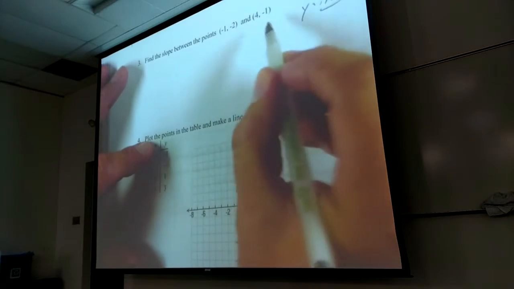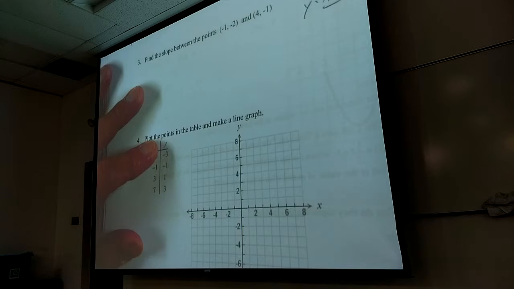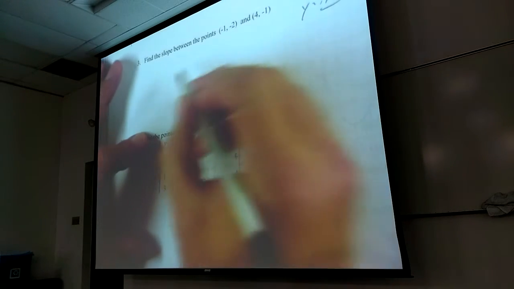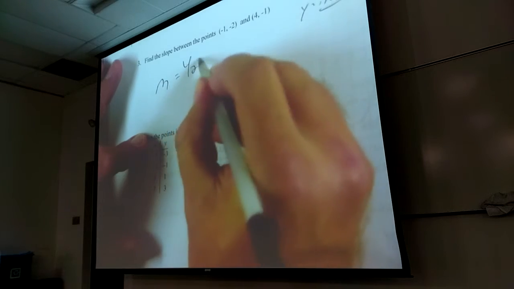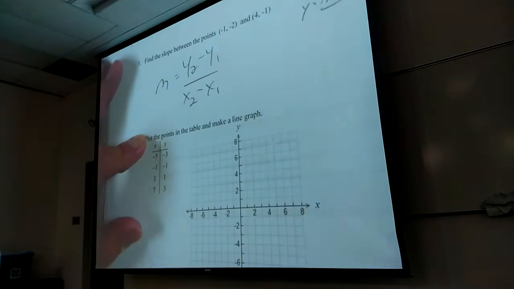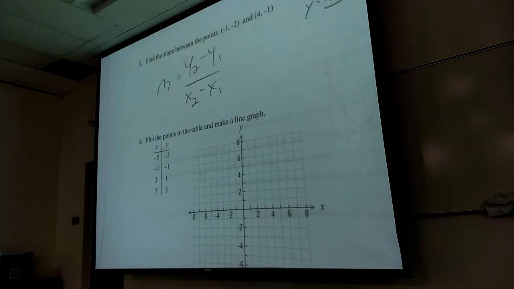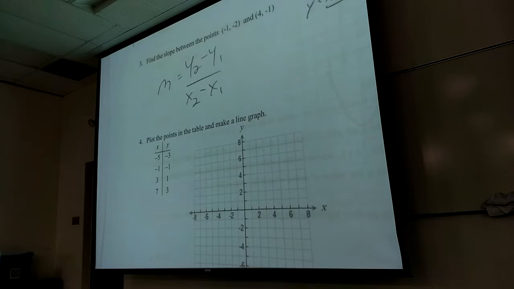Now, in this situation, please, dear God, do not graph these points. This problem does not say a word about graphing anything. How do I find the slope between these two? Yeah, y2 minus y1 over x2 minus x1. I like it. Rise over run. Y's over the x's. It rhymes. I really don't know how much better to make it.